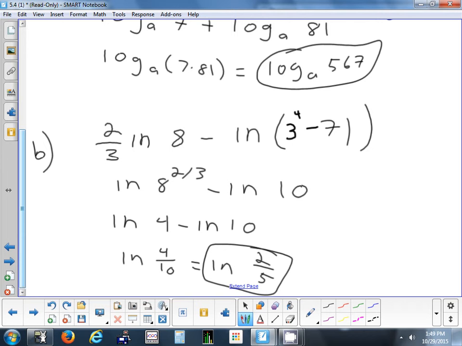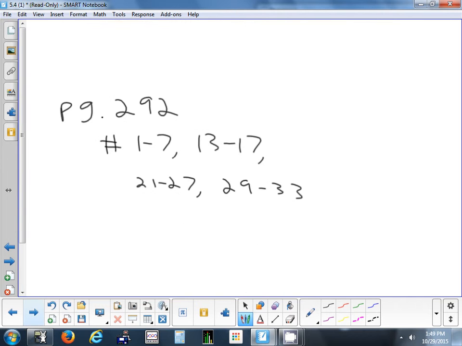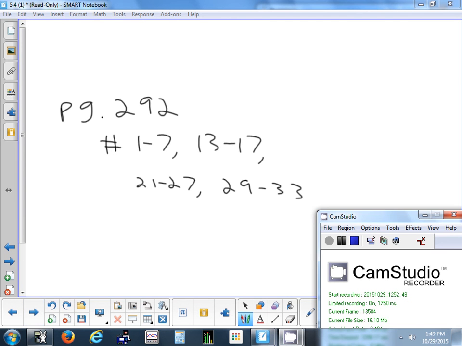Okay, so on the test tomorrow, the last 6 or 7 problems are going to be on logs. Okay, so the homework is on page 292. It's 1 to 7, 13 to 17, 21 to 27, and 29 through 33. Okay, we'll go over that tomorrow before the test. I will be here after school today if anybody needs extra help. And then we can take a look at that last one.